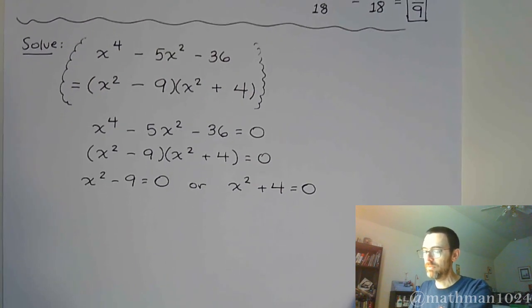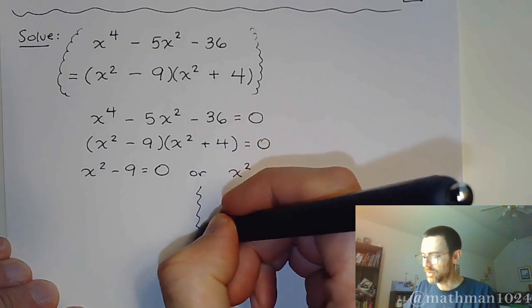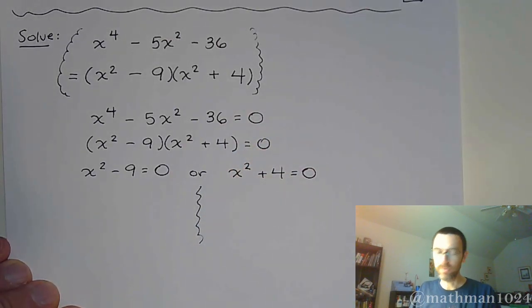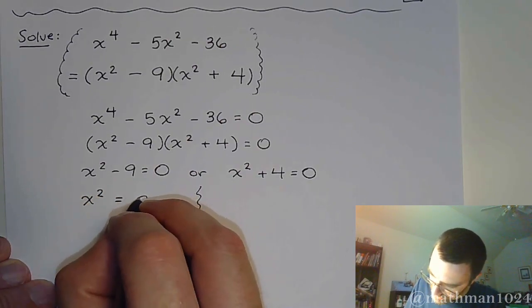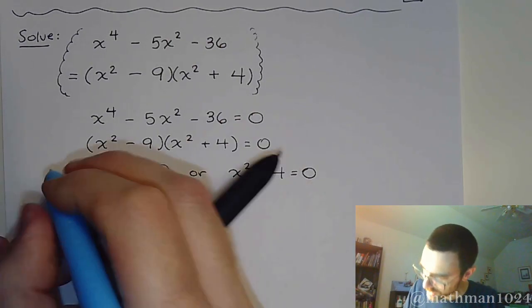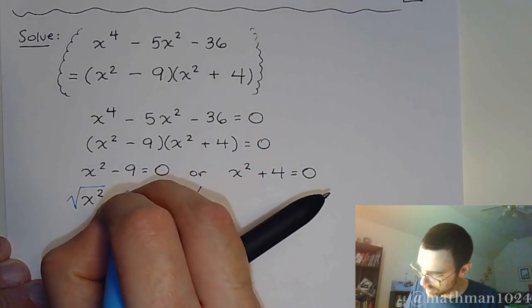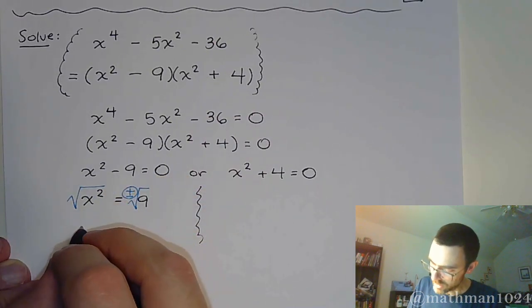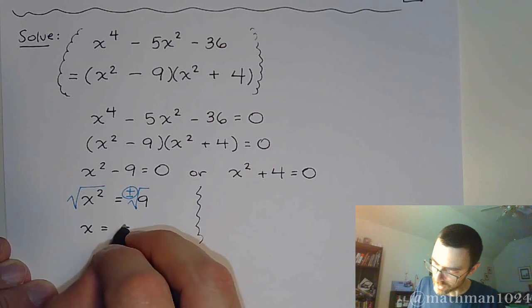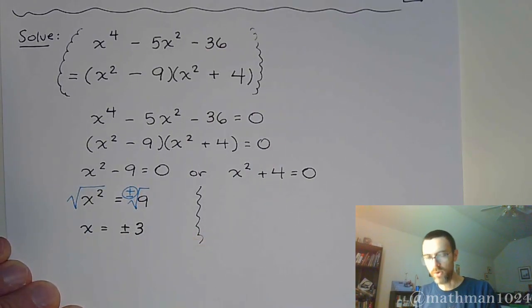And then from here, we recognize that these guys are both square root property problems. Okay? So for this one, move the 9 to the other side, and then take the square root of both sides using that square root property, like so. And don't forget the plus or minus. So x is equal to plus or minus 3. Square root of 9 is 3.